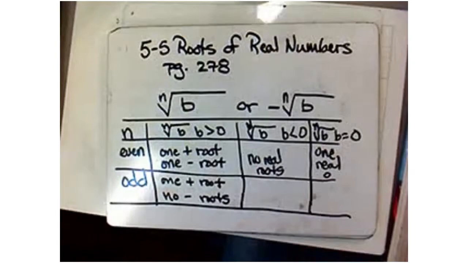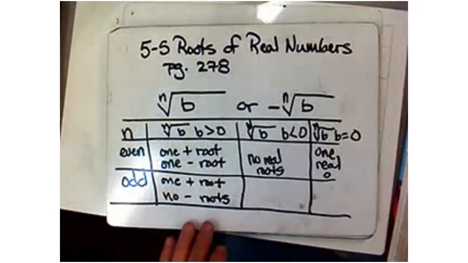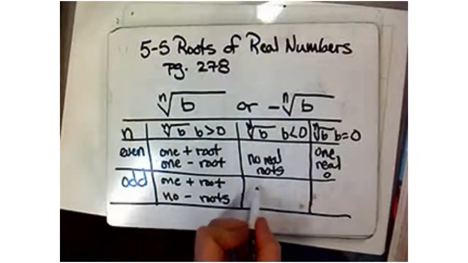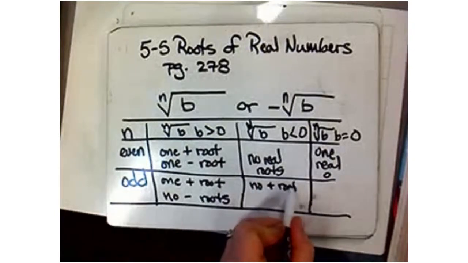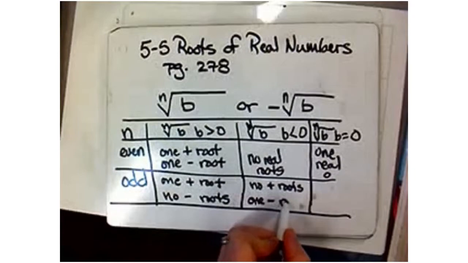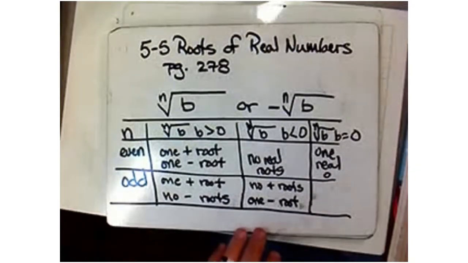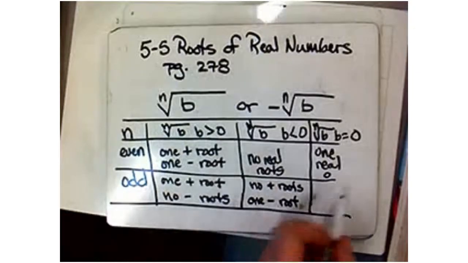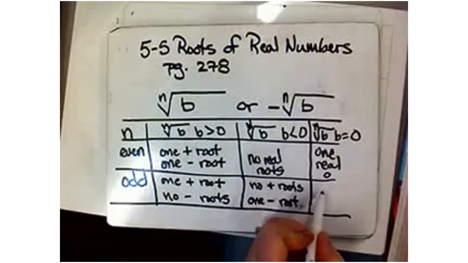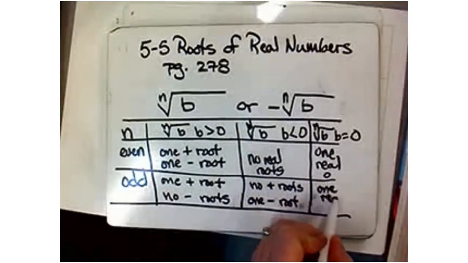In other words, if you're looking for the third root, the fifth root, the seventh root of a number that's greater than 0, you'll get one positive root and no negative roots, because a negative times a negative times a negative for a third root would be negative. And if your b is less than 0, you have no positive roots, but you do have one negative root. So the third root of negative 27 is negative 3, because negative 3 times negative 3 is positive 9, times negative 3 is negative 27. And again, if you have 0 as your radicand, you're going to have one real root, and it's going to be 0.